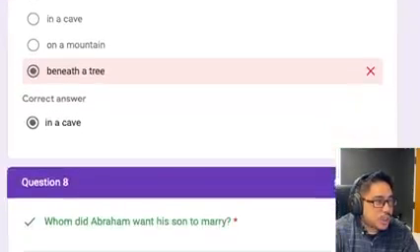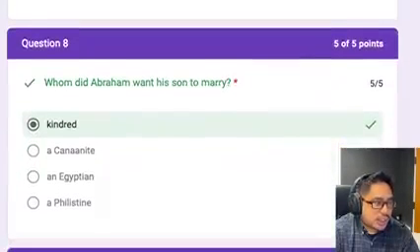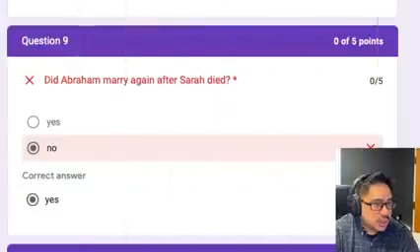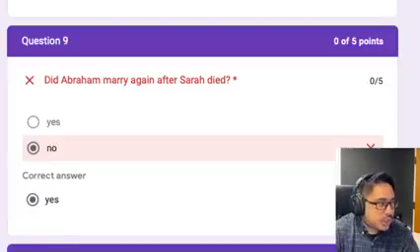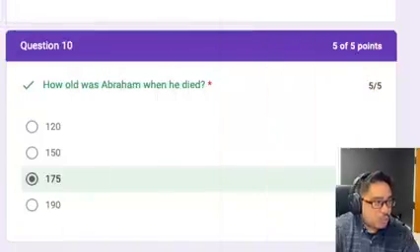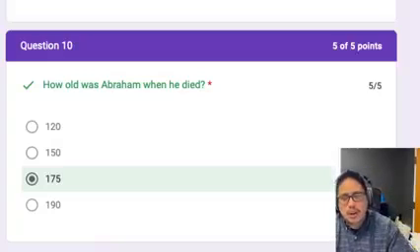Question number 8. Whom did Abraham want his son to marry? Kindred. Did Abraham marry again after Sarah died? Yes, he did. That was my third question wrong, which means the last question I did get right. His age when he died. How old was Abraham when he died? 175. All right, so that's pretty good.